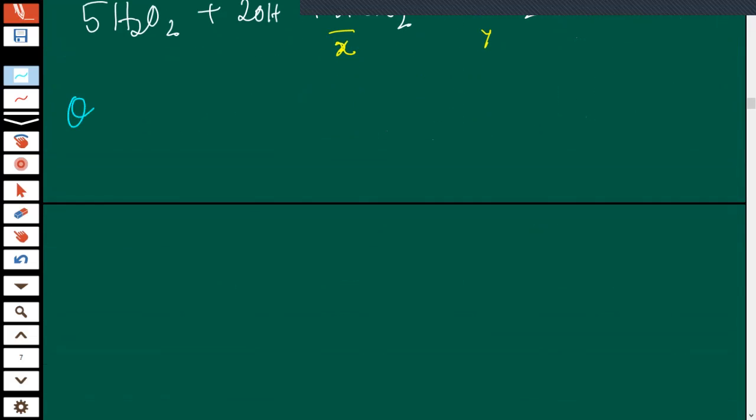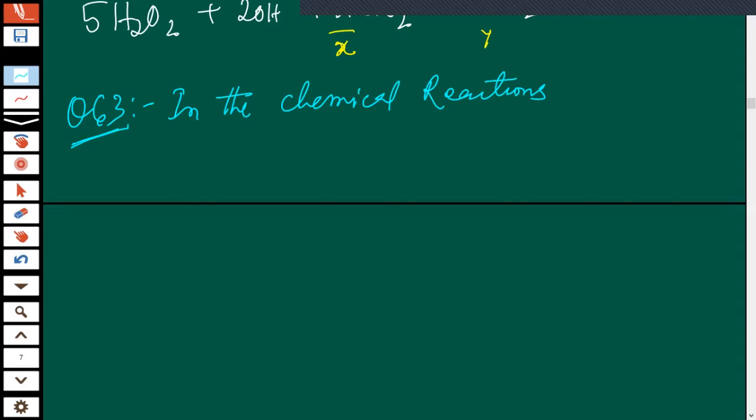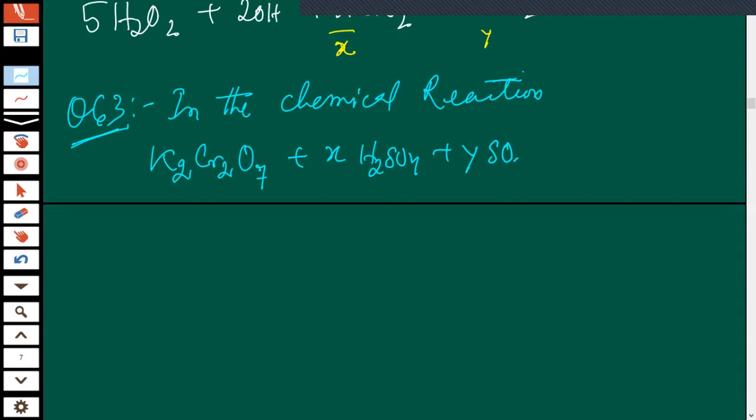Now write question number 63. In the chemical reaction, K2Cr2O7 plus X H2SO4 plus Y sulfur dioxide gives you K2SO4 plus Cr2(SO4)3 and Z H2O.